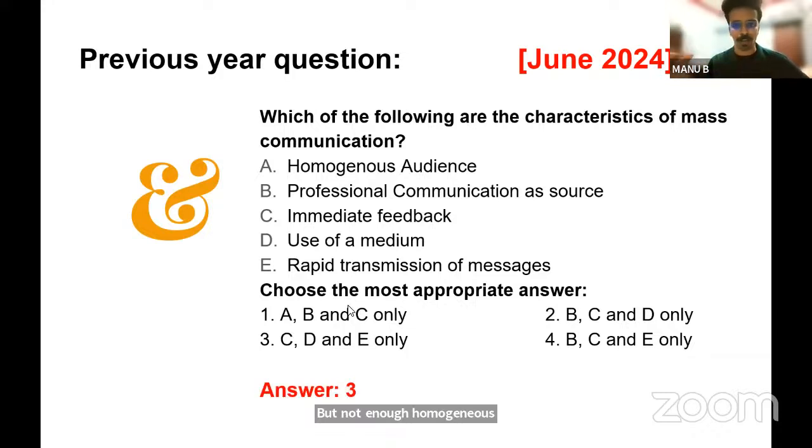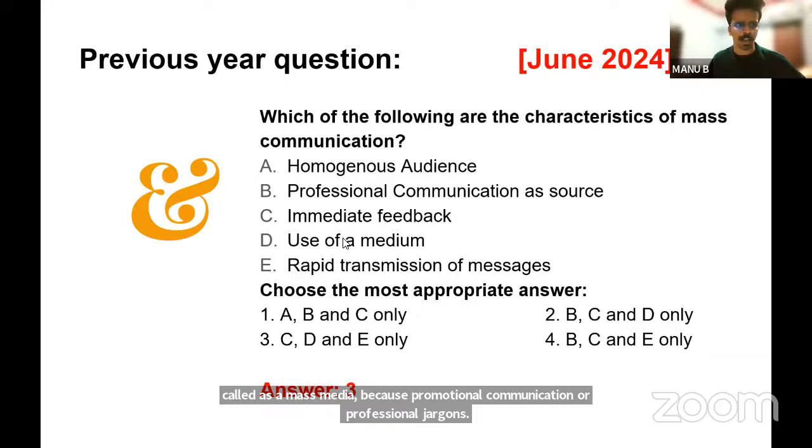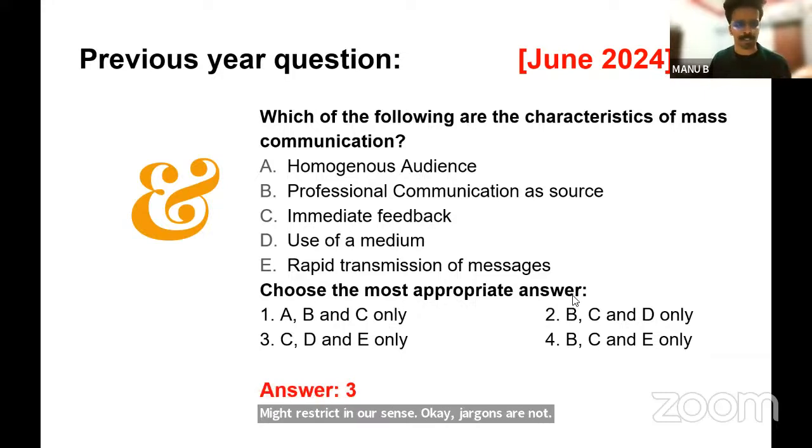Okay, professional words as a source cannot be called mass media, because professional communication or professional jargons might restrict in all senses. Professional jargons are not applicable in all aspects, not in all situations. It's only for some dedicated stuff that we use professional communication. So we need to have disciplined communication. I think professional communication doesn't apply. Okay, yeah, that's a special setting.